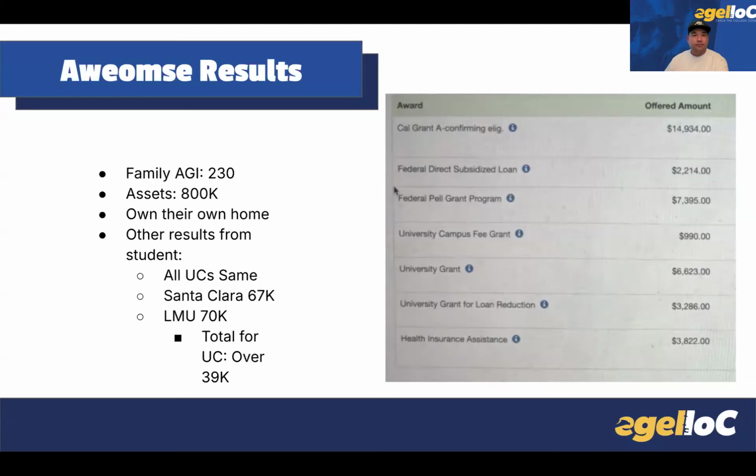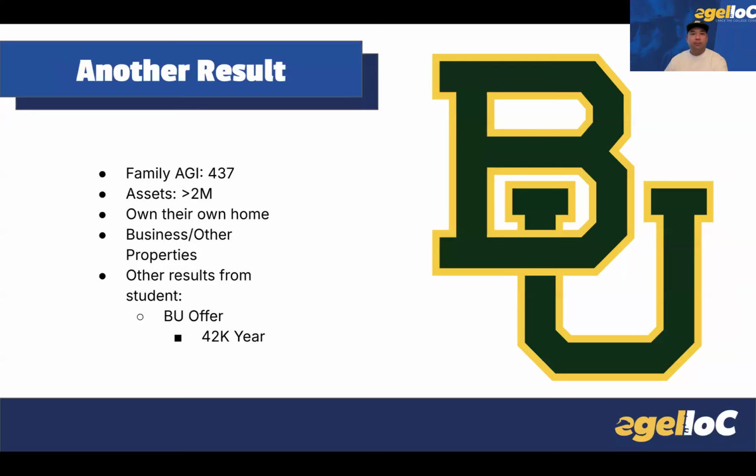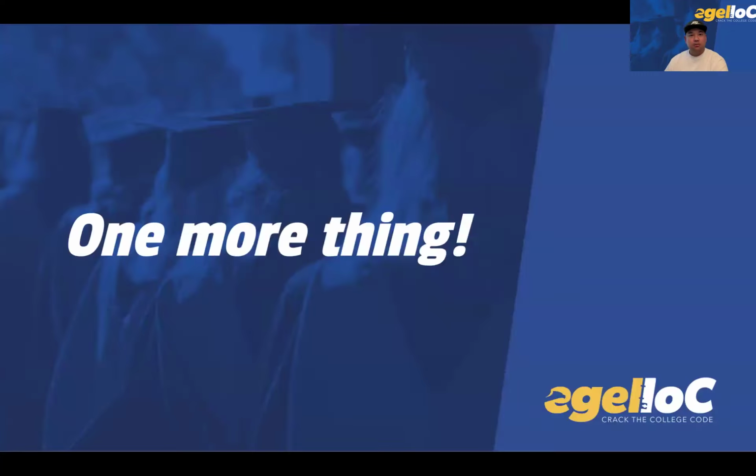That is all they're paying. I also have a family at BU. We were able to uncover some hidden veterans benefits that they didn't know they could get, and we also got them financial aid. Their family makes around $437K, with assets above $2 million. They own their own home, and one of the parents is self-employed. We were able to get this student $42,000 a year. So that's another one of our great results.